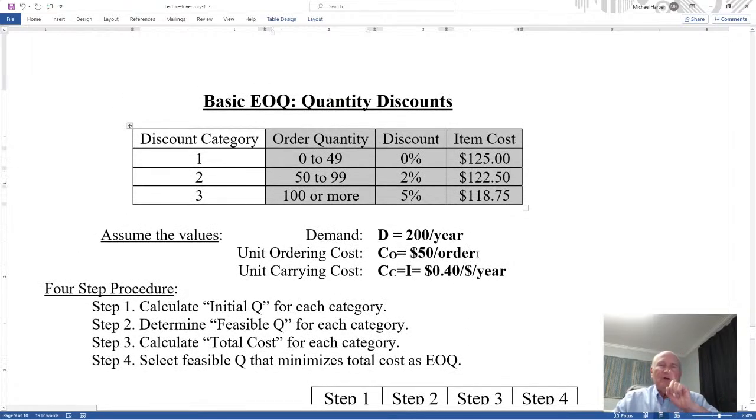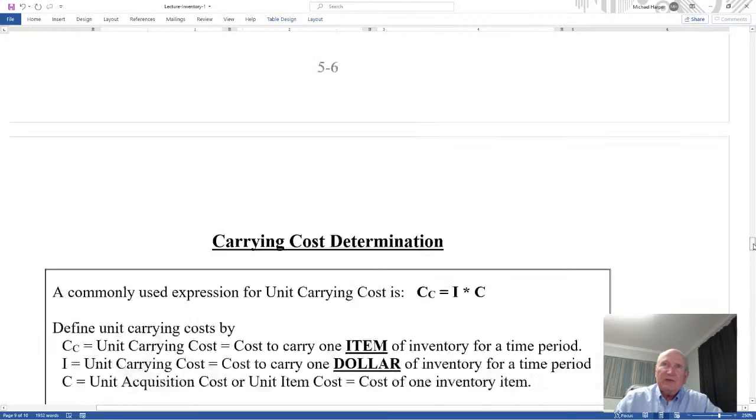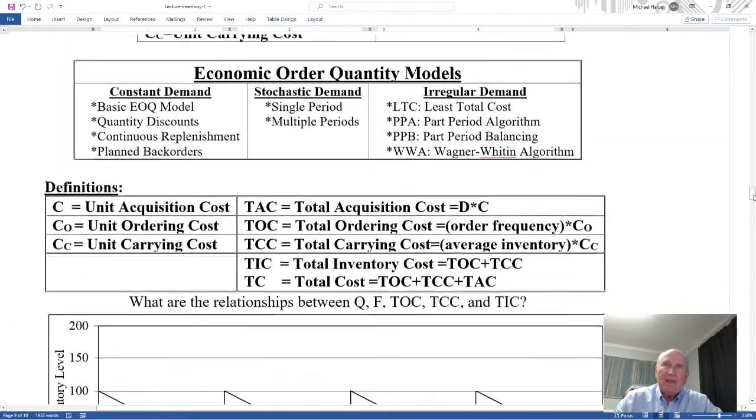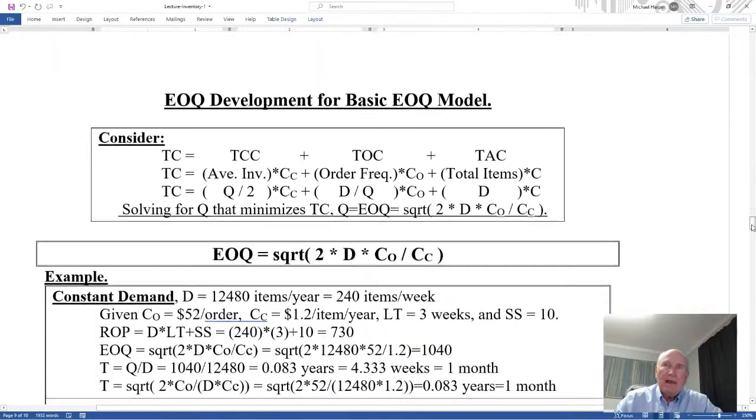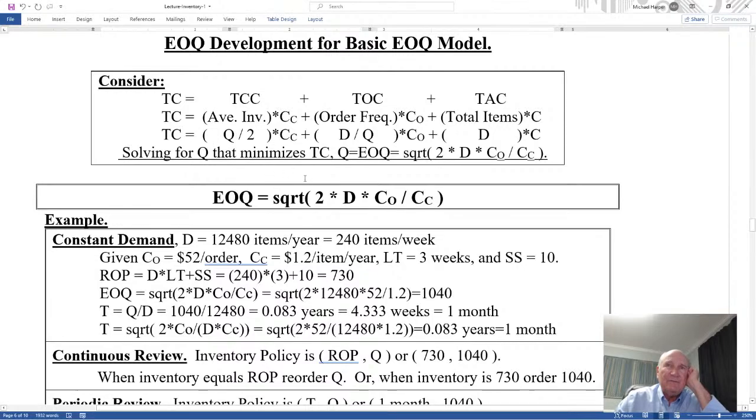So remember before, we have the carrying cost, the Q. Let's back up here. For EOQ, the Q will vary according to the carrying cost. Q will vary with the ordering cost, but the acquisition cost is independent of Q. So it doesn't matter what this cost is for this type of model. Now this C here is your item cost, your acquisition cost.